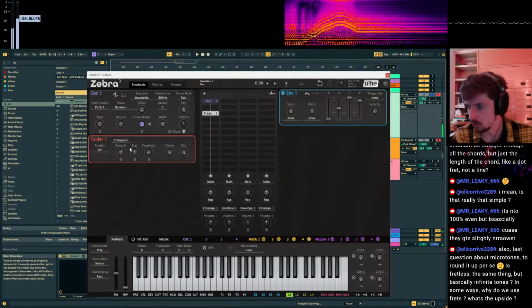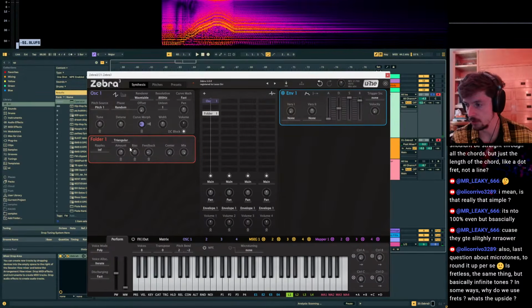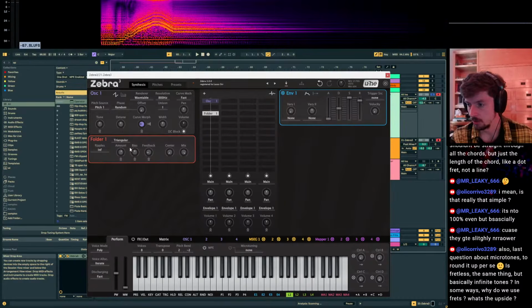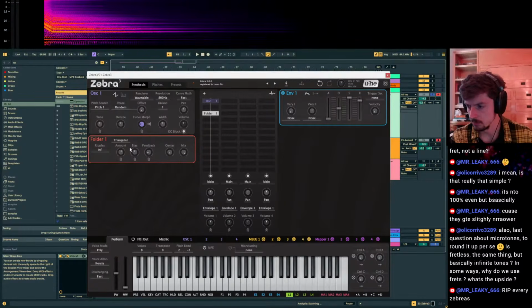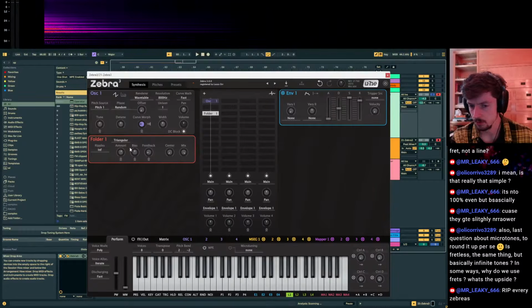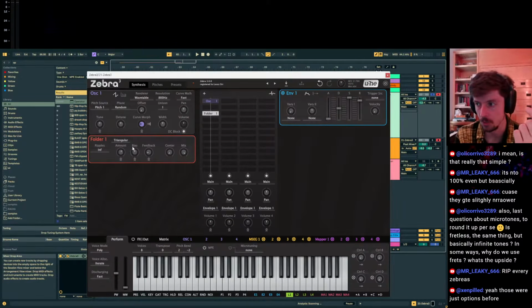Last question about microtones, to round it up per se. Is fretless the same thing, but basically infinite tones? In some ways, why do we use frets? So fretless, basically, you can think of it as your finger itself becomes the fret when you push down. Or you could think there's infinite frets, but there's infinitely many, which makes it just a smooth board.